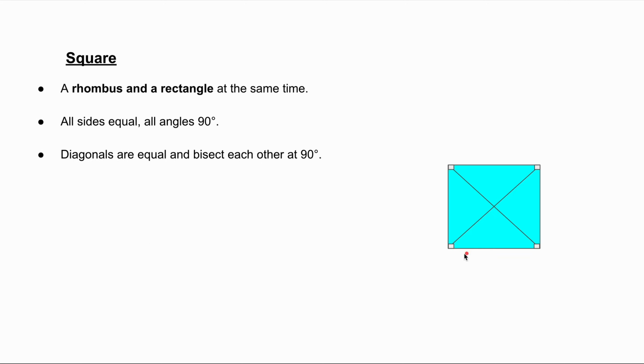Square. All the sides are the same. The four angles are the same. All sides equal. All angles 90 degrees. The diagonals are equal and bisect each other at 90 degrees. The diagonals cut each other forming a 90 degree angle.